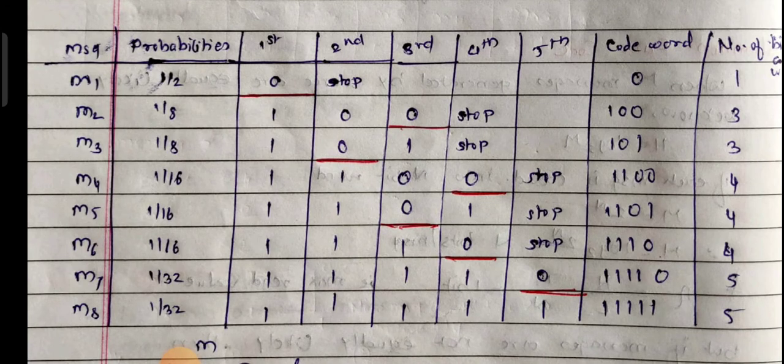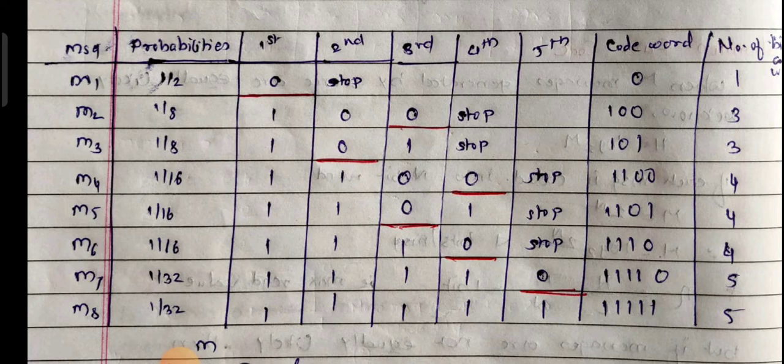The probability of the first message is 1/2, then the probability of M2 and M3 is 1/8 each, M4, M5, M6 are given 1/16, and for M7, M8 the probability given is 1/32. So how can we now divide these messages into equiprobable sets? See, we will start from the bottom with the least probability message. 1/2 is the highest probability given in this numerical, so we will start with the lowest probability. If we add the last two probabilities of M7 and M8, 1/32 and 1/32, we get the value 1/16.